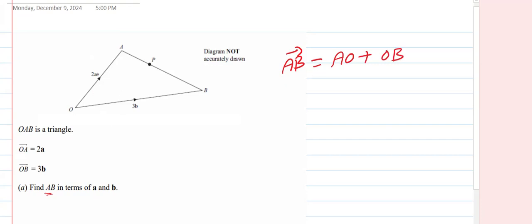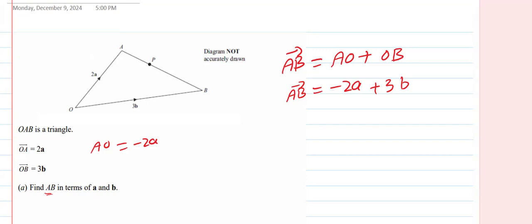Now, in the diagram, what is given to us? It is given OA, not AO, meaning we are moving opposite to that one. So if you take AO, it will be the negative of that. If you change the direction, it will be minus 2A. So in this place you will write minus 2A. And OB is given in the diagram and we need OB, which is the same, 3B. So plus 3B. This is our AB. That was the first part.